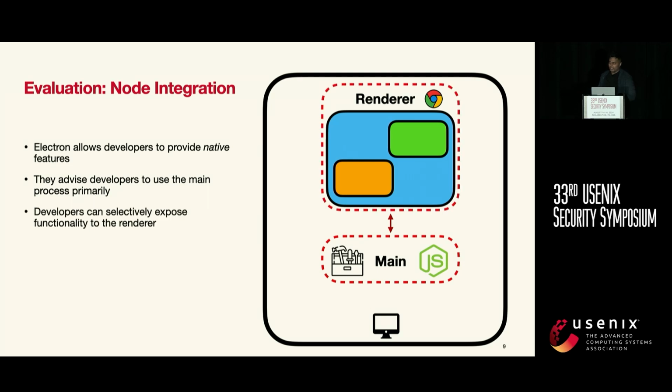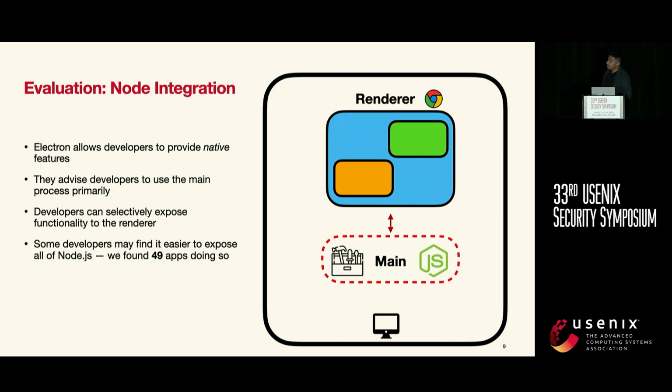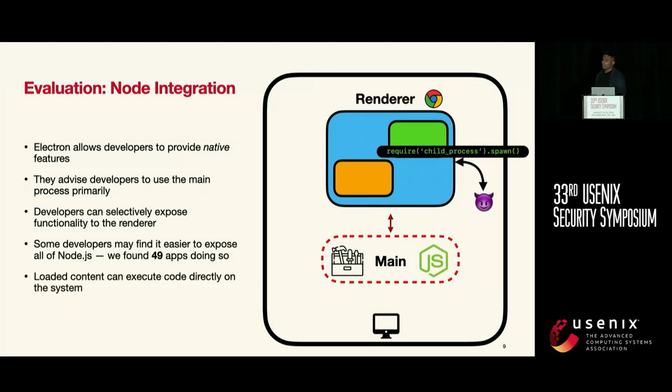But developers may not always think of this as an easy thing to do, especially if they have a lot more functionality to expose to the render API. As a result, 49 of the 109 apps that we evaluated completely took out these safeguards, which basically meant that anything that's loaded now has direct access to the user's device and can just execute another app on the system and modify stuff on the system.